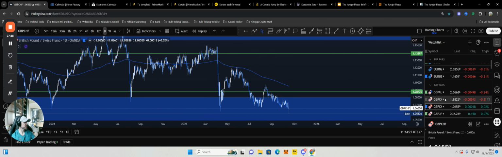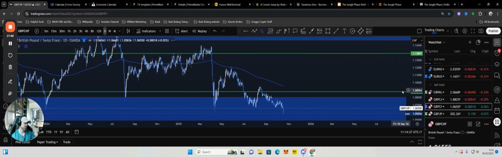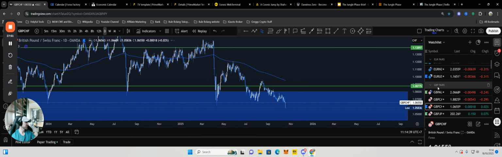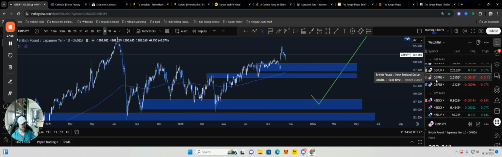Pound Canada is buys. Let's go back to it. Sorry, Pound Canada is buys, but you wouldn't buy from here. It's at a previous high. You need that pullback, and it's not giving you a deep enough retest, in my opinion, to really warrant taking it. GBP CHF, nothing there. This is definitely buys, but it hasn't done anything yet.